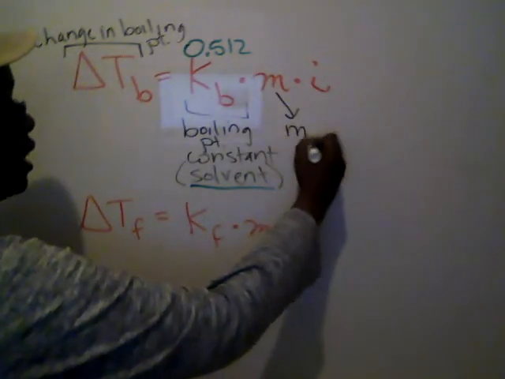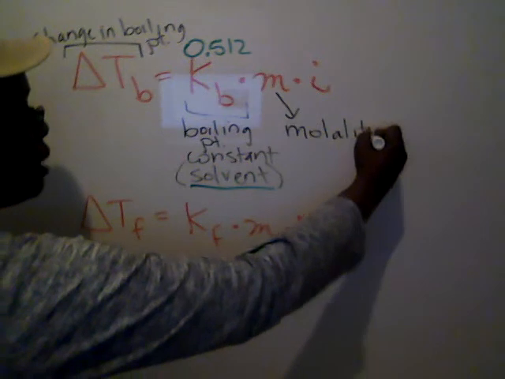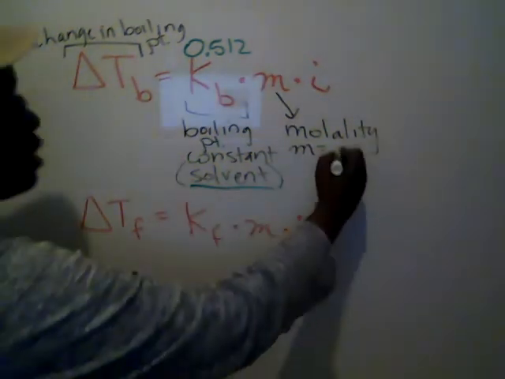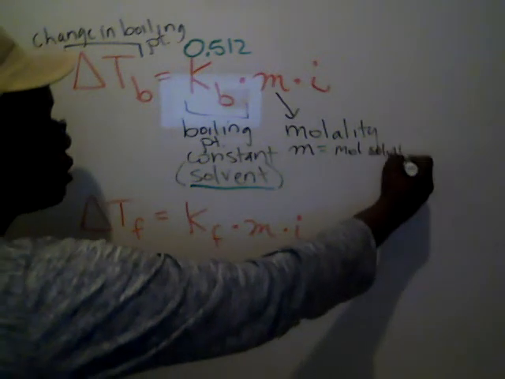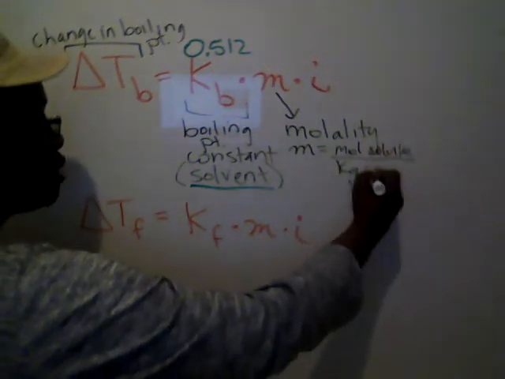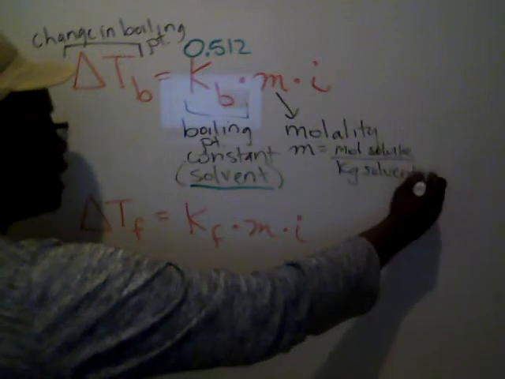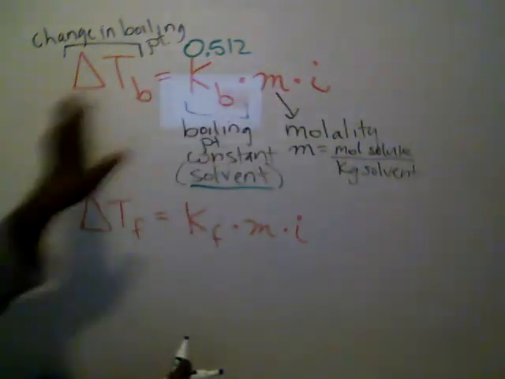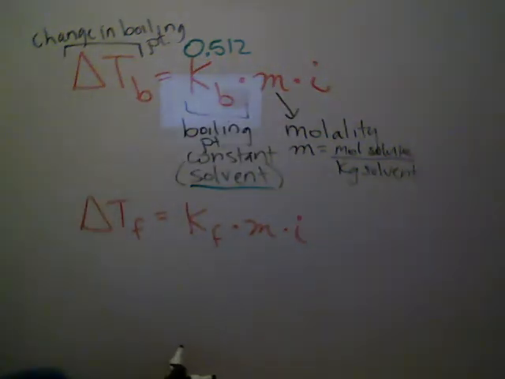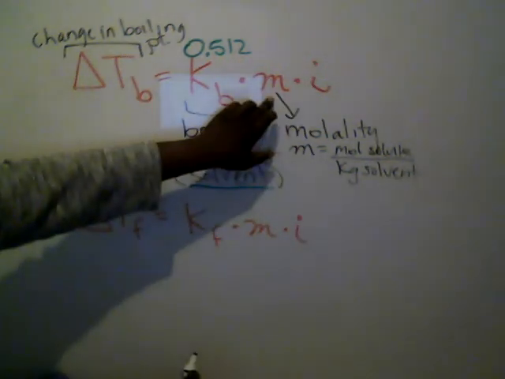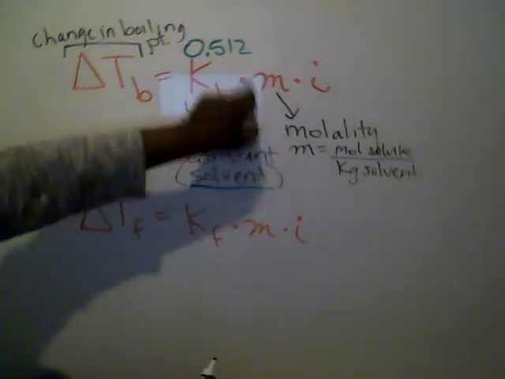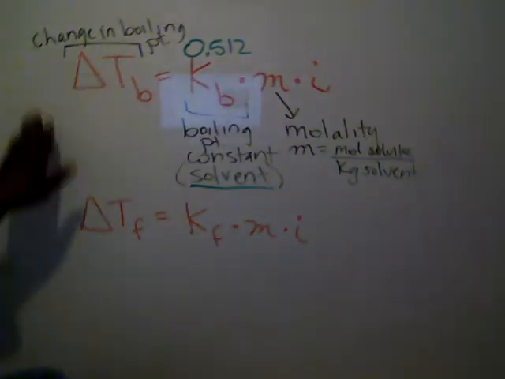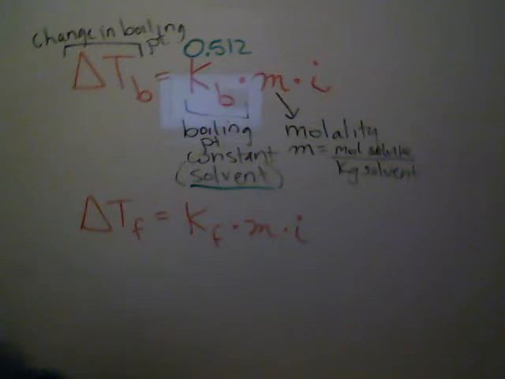Okay. This M is molality. Don't get it confused with molarity, but it's molality. And to refresh our memories, molality, or little m, is moles of solute over kilograms of solvent. But molality is the concentration. So we have to know how concentrated the mixture is to figure out how much of a change is going to happen. Keep in mind that the more concentrated the mixture is, the bigger the molality number, the bigger the change is going to be on our boiling or freezing points.